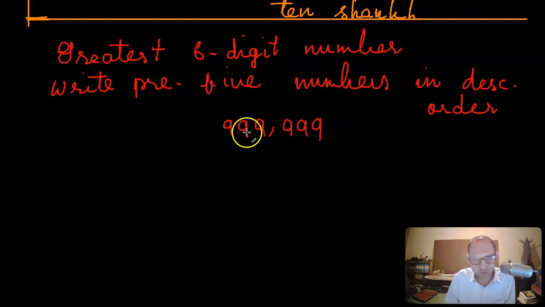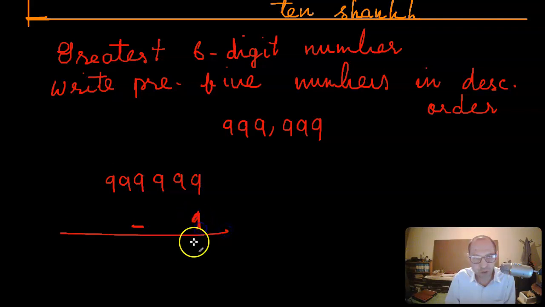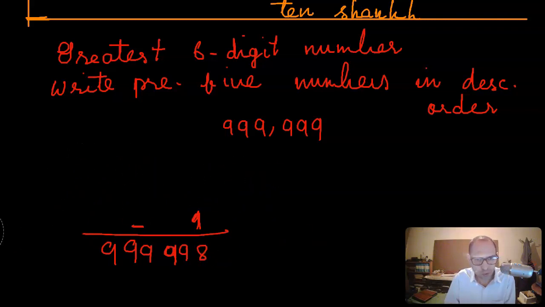So what is the number previous to 999999? That would be 999999 minus 1. You have to subtract 1 from the number. 9 minus 1 is 8, and the rest would be 9. So that's 999998, right? So the number before 999999 is 999998. Of course, this comma is not the same as this comma; these are different, right? And you want to write these in descending order.